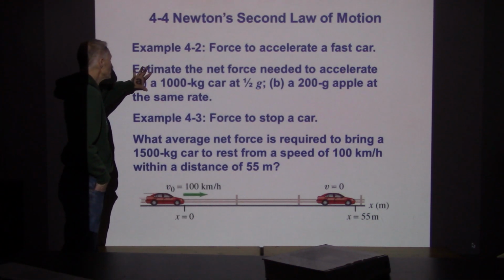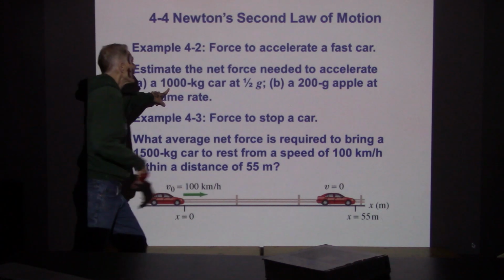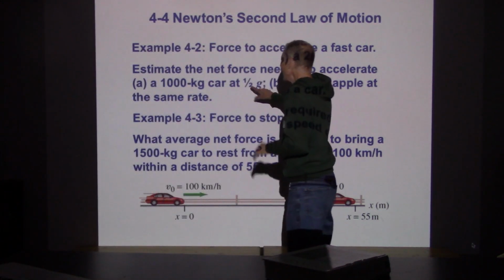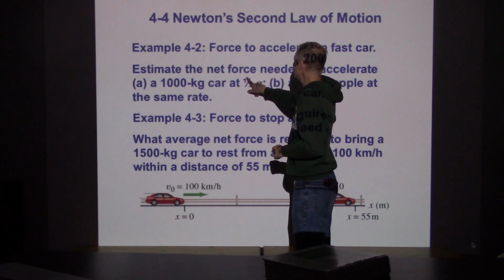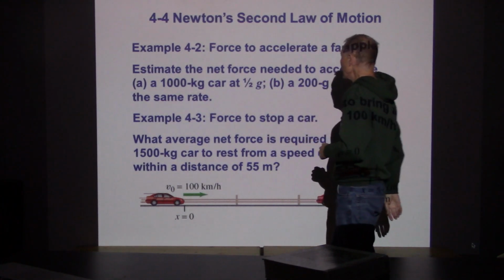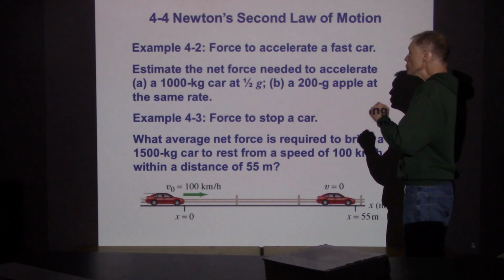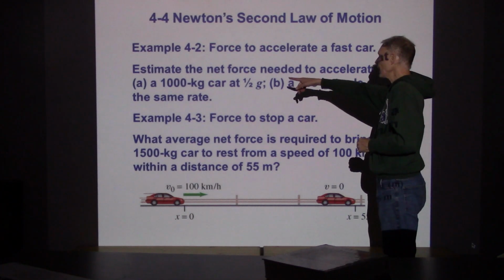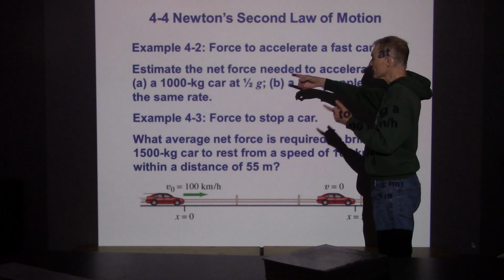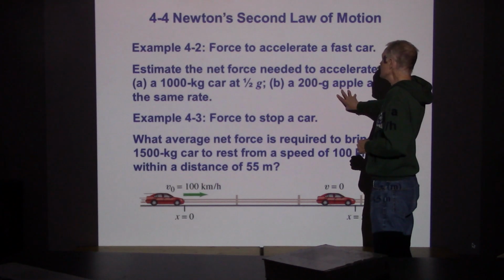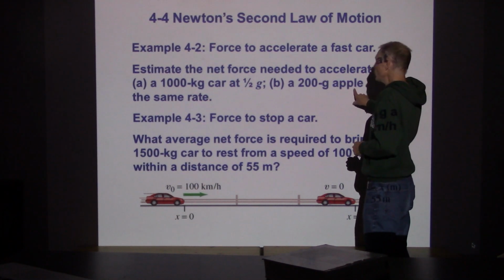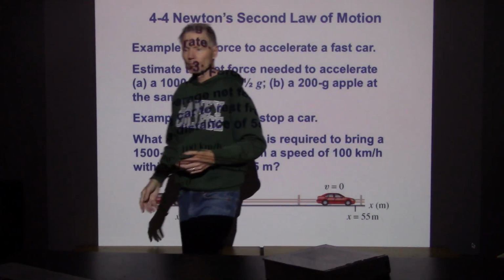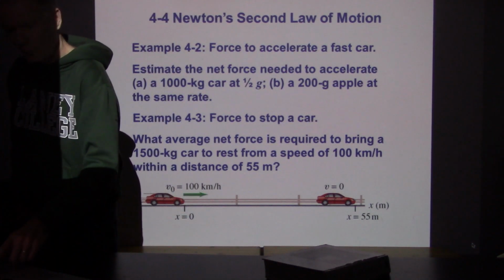So in example 2, we got a 1,000-kilogram car, and we want to accelerate it. I don't know why they write the 1/2 g. I actually would prefer they not do that. It is a useful reference. We'll talk more about that when we start looking at the problem. They said how much force would be needed to accelerate a car, how much force would be needed to accelerate a 200-gram apple. All right, so let's take a look at that and see.